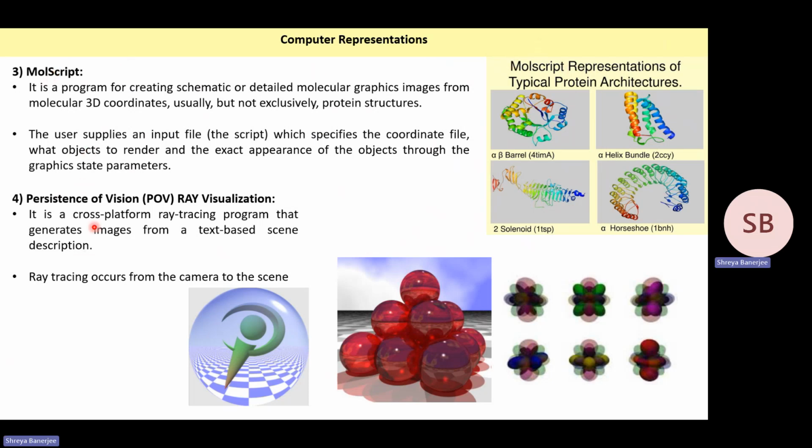Next, another program is called Persistence of Vision, or POV ray visualization. It is a cross-platform ray tracing program that generates images from a text-based scene description. So what this means is, imagine you have all these balls stacked one upon the other, and the program will trace the outline of these balls using a camera, and it will describe what it is seeing.